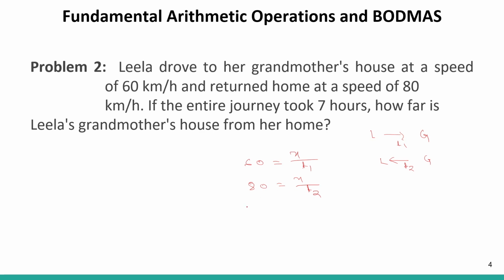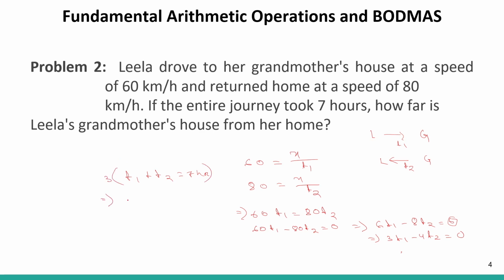This implies that 60 t1 is equal to 80 t2, and what we are given is t1 plus t2 is equal to 7 hours. So what we can see is 60 t1 minus 80 t2 is equal to 0. This implies that 6 t1 minus 8 t2 is equal to 0. So this implies that 3 t1 minus 4 t2 is equal to 0. Let's multiply 3 with the other equation.